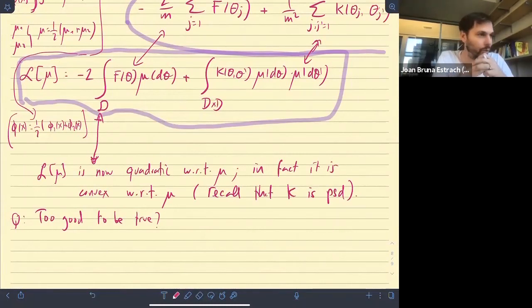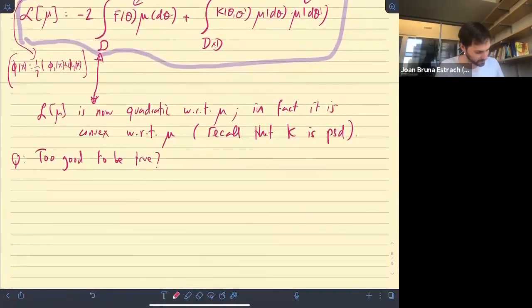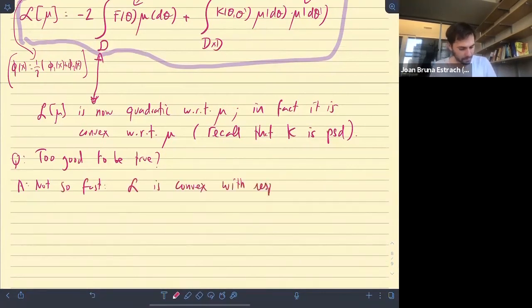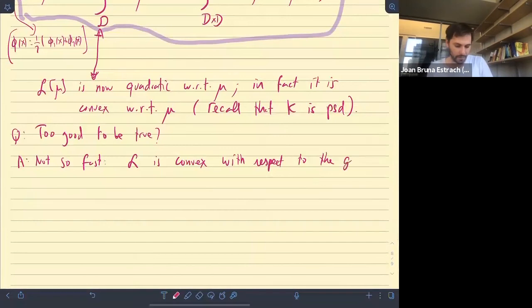If you have some background in statistics or probability, if I take two probability measures and I combine them like this, I'm creating a mixture. So basically what I'm saying here is that L is convex with respect to the geometry of linear mixtures.